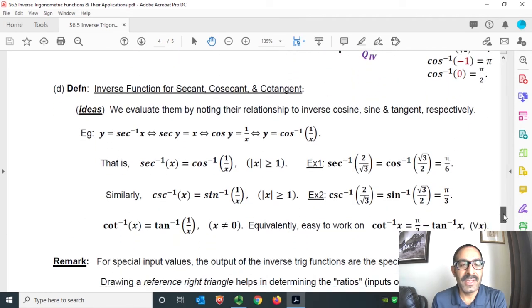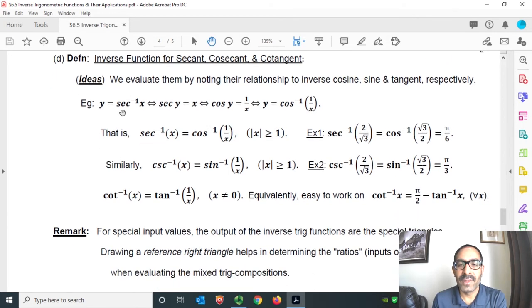Now similarly, inverse functions for secant, cosecant, and cotangent. We evaluate them by noting the relationship to inverse cosine for secant, inverse sine for cosecant, and inverse tangent for cotangent. So we define with this idea. For example, y equals secant inverse x. Multiply both sides by secant. This gives us secant y equals x. These are equivalent expressions.